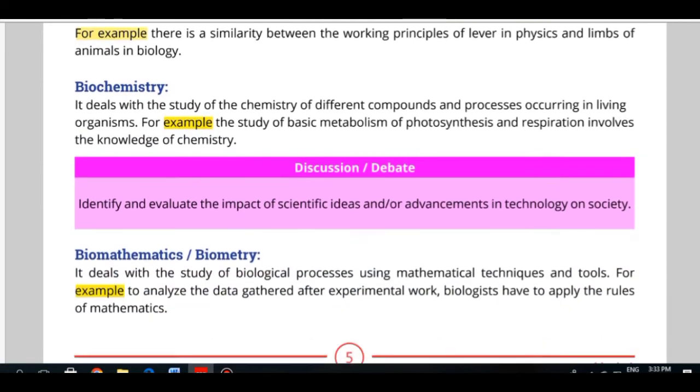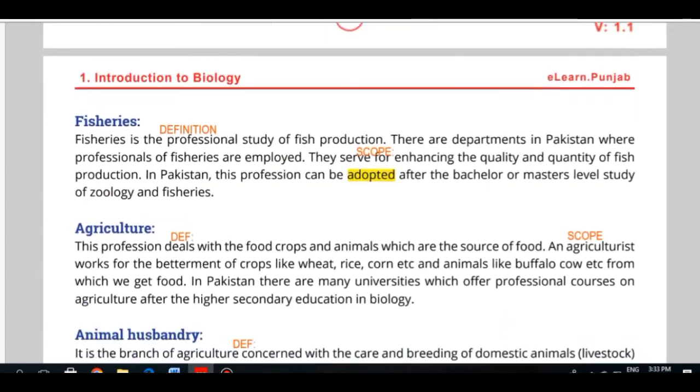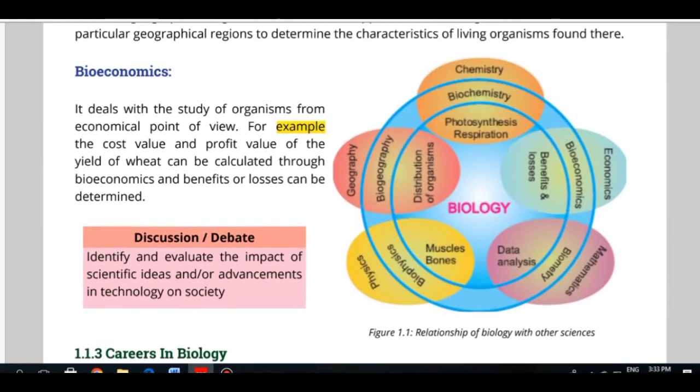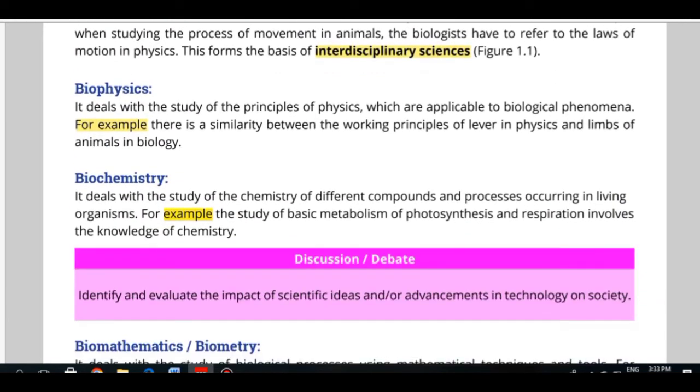And figure 1.1 shows clearly the relationship, and this figure 1.1, let me show you. This is figure 1.1, and it clearly explains the relationship between the other branches of the science: chemistry, geography, physics, maths, and economics. Okay, then we have first biophysics. From the name it suggests we are dealing with the principles of physics over here in biology. So it is defined as the study of the principles of physics which are applicable to biological phenomena.